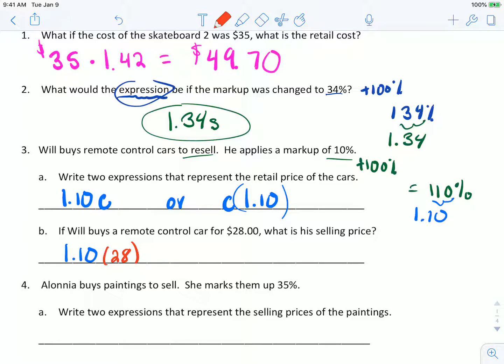So let's check. 1.10 times 28, and I get 30.8. That's more than 28. He's making a profit of what, $2.80? So he marked it up to be a little bit more, and that way he can make some money.